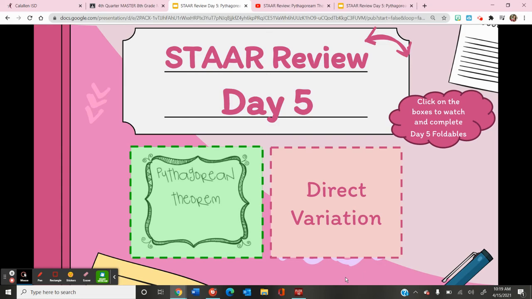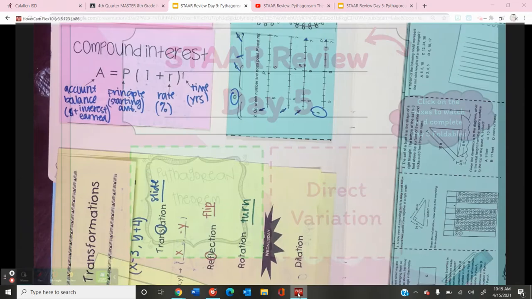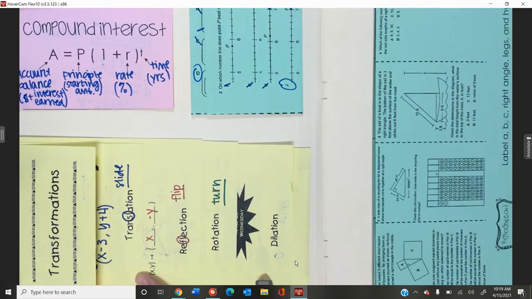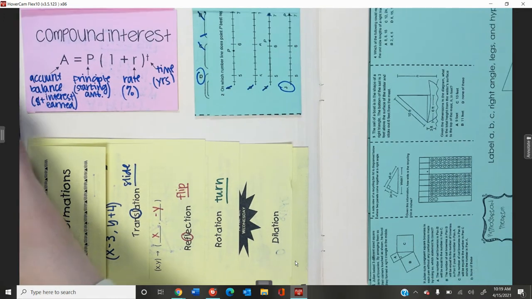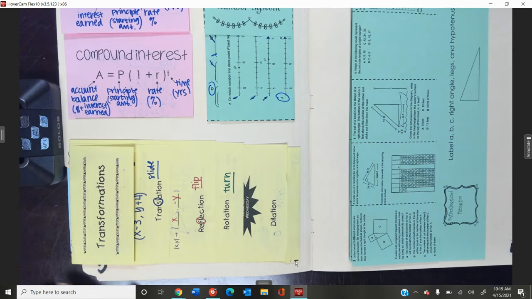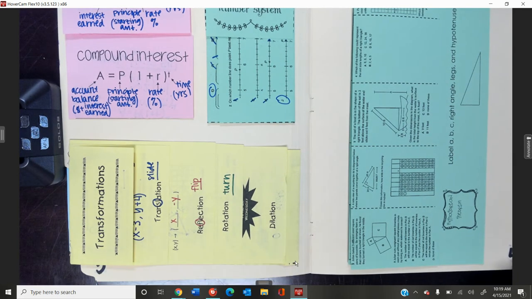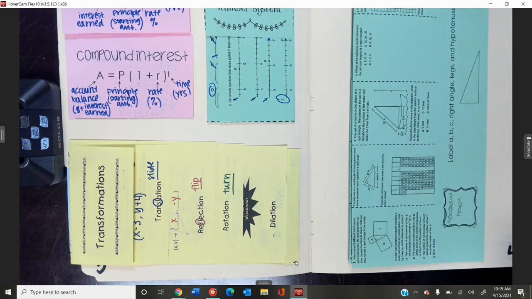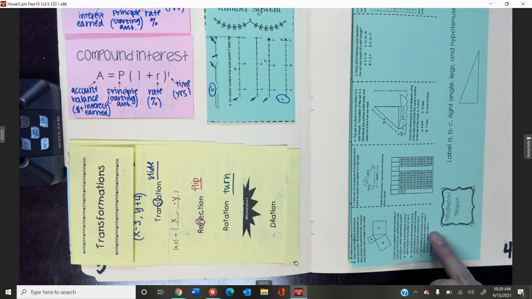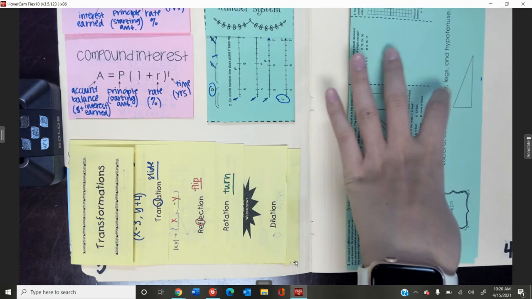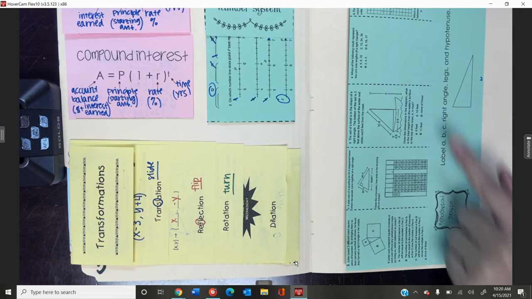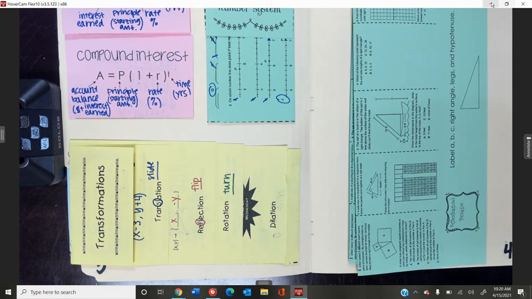This is day 5 of your STAAR review, and today we will be talking about the Pythagorean Theorem. So going into your STAAR review foldable, again, you should have pasted the Pythagorean Theorem foldable on page 4, and this is going to be this entire page here. So we're going to first start off by looking here at these two things on your foldable.